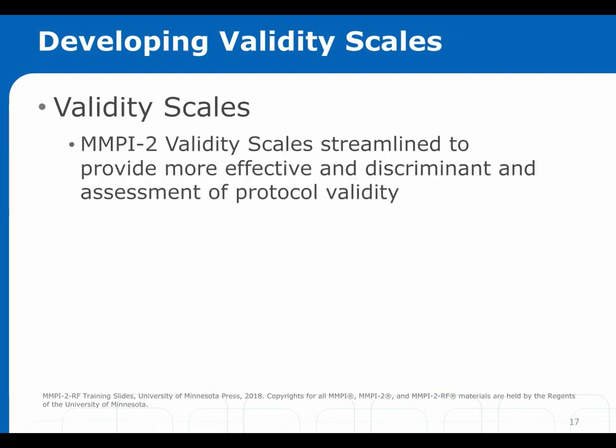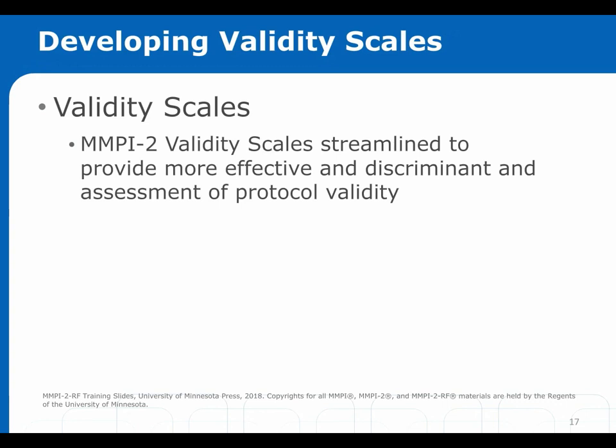Tellegen and Ben-Perath also wanted to ensure the MMPI-2RF was able to assess threats to protocol validity that had been observed in non-clinical settings where the MMPI-2 had been frequently used. Thus, they added 2 new validity scales that assessed over-reporting of somatic symptoms, the infrequent somatic responses, or FS scale, and exaggerated memory complaints, the response bias scale, or RBS.